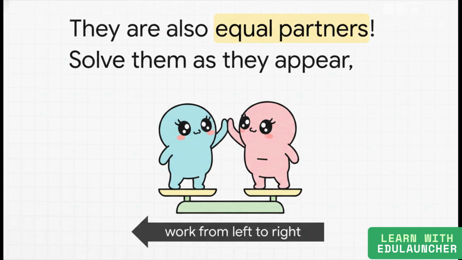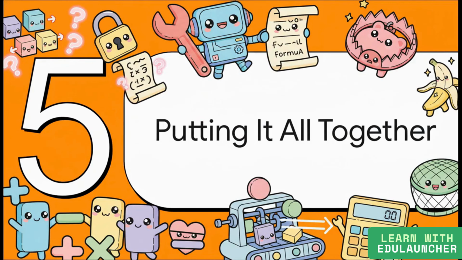And guess what? It's the exact same deal for addition and subtraction. They're partners too. Once you've dealt with all the powerful stuff like exponents and multiplication, you just solve the addition and subtraction in whatever order they show up, left to right. The A for addition does not get to cut in line in front of the S for subtraction. They're equals.